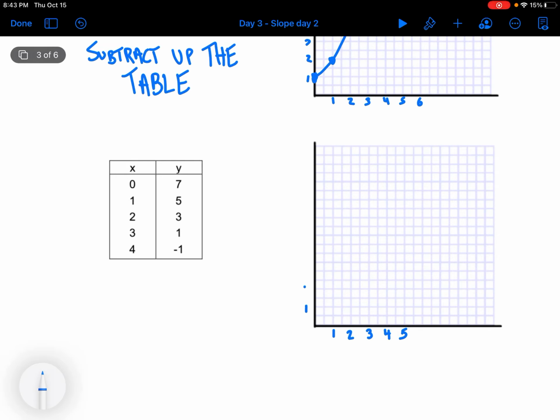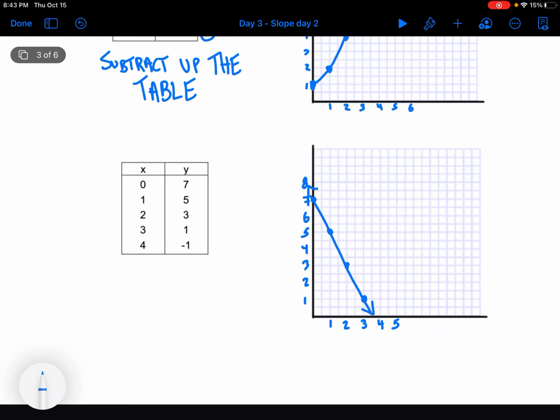1, 2, 3, 4, 5, 6, 7, and we'll stop at 8. So we start at 0 and 7. Then we go to 1 and 5. We go to 2 and 3. We go to 3 and 1. And then 4 is actually a negative 1. I'm going to stop there because I'm going to just draw this line in. And we can see that we've got a straight line.